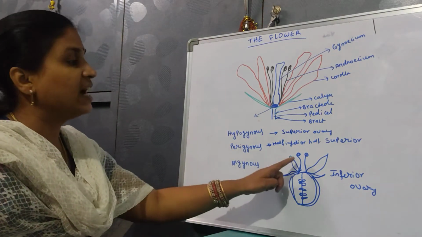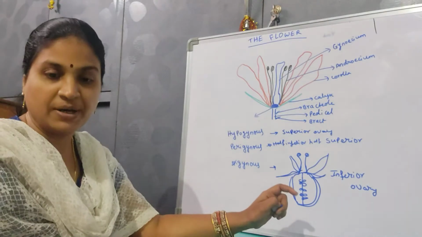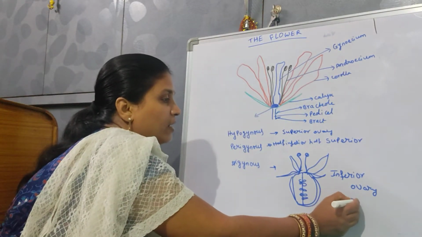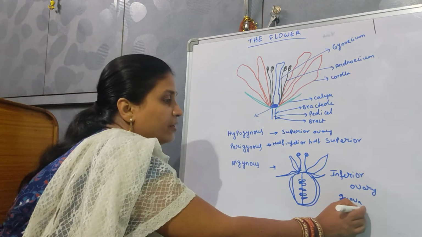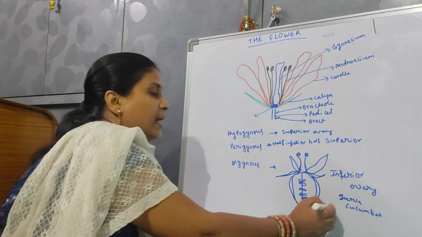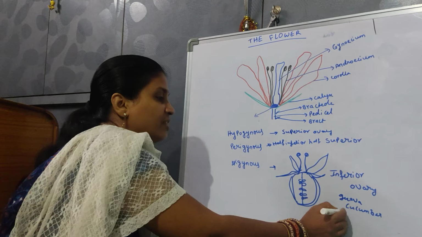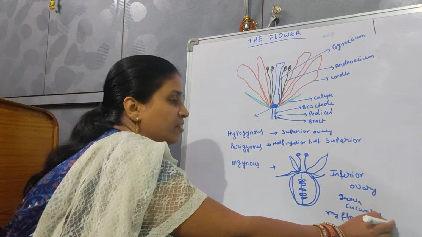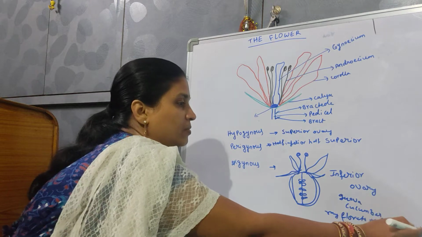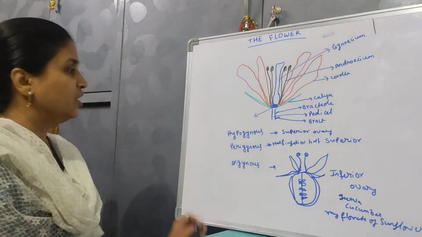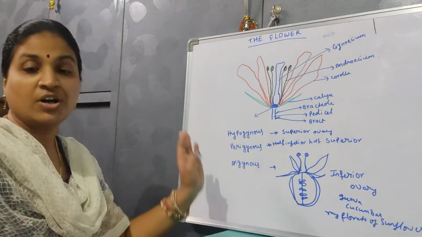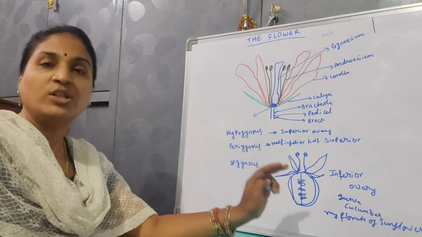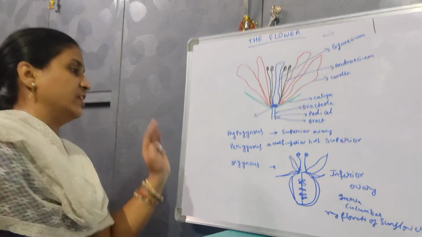Epigynous, above the gynoecium, the other appendages are coming up. The very good examples are guava, cucumber, and ray florets of sunflower. So these are the three types of flowers based on the position of calyx, corolla, and androecium on the thalamus with respect to that of the ovary.